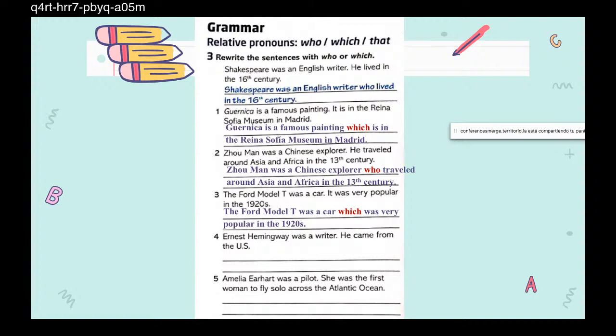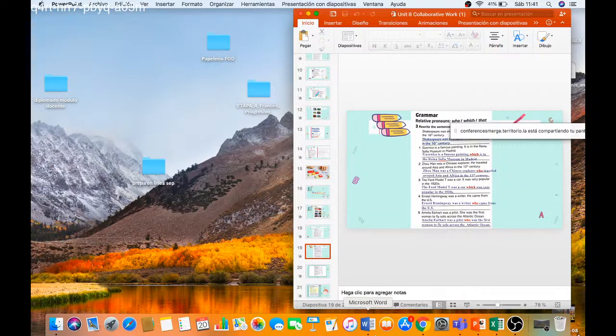Ernest Hemingway was a writer. He came from the USA. So it says that Ernest Hemingway was a writer who came from the USA. As we said, we can use Ernest Hemingway, who was a writer, came from the USA, and that's correct. Amelia Earhart was a pilot. She was the first woman to fly solo across the Atlantic Ocean. So Amelia Earhart was a pilot who was the first woman to fly solo across the Atlantic Ocean. Or Amelia Earhart, who was a pilot, was the first woman to fly. And that's okay. Also, I can use that, and your sentence also has to be okay. Obviously, we have to follow the instruction, eh? But it was okay.